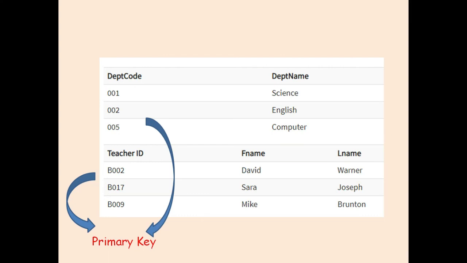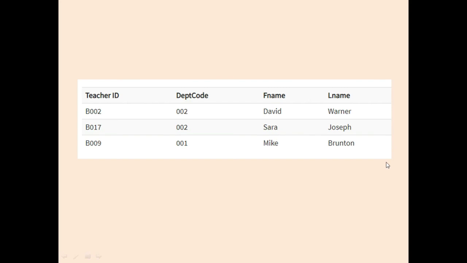So what we do is we create another table, and in this another table what we have done is we have inserted the department code, which is the primary key of the department table, inside the teacher table. Now from this we can easily find out who teaches English. Why? Because from the previous table and this new table we can easily compare.